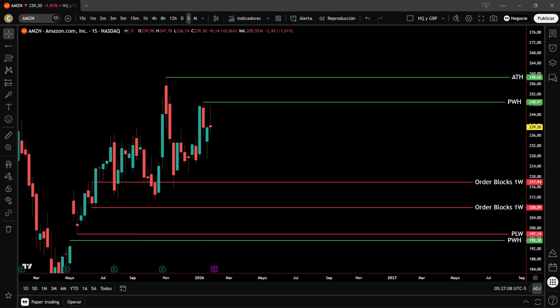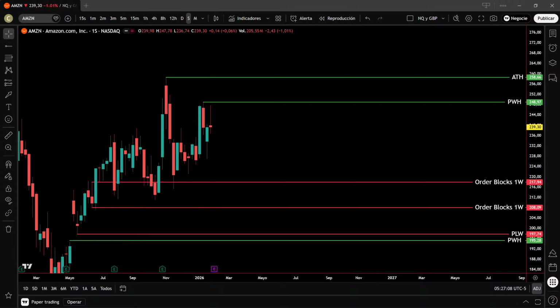The stock shows a very solid bullish structure, having recently reached its ATH, or all-time high, at $258.66. Following this momentum, price has left important reference levels. Notice the PWH at $248.97, which acts as the first immediate support level after the breakout.